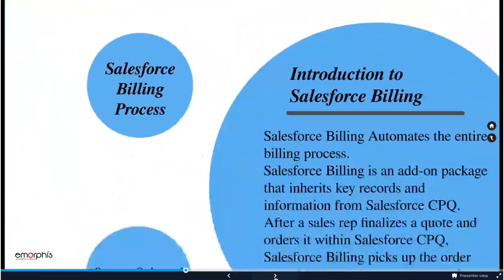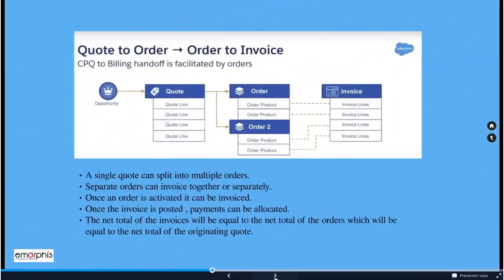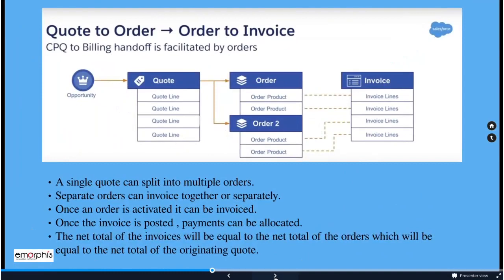Going ahead, let's see the quote to order and order to invoice process in detail. Now, once the quote is generated and you have added the products needed by the customer to the quote, then we have the quote and the quote lines.